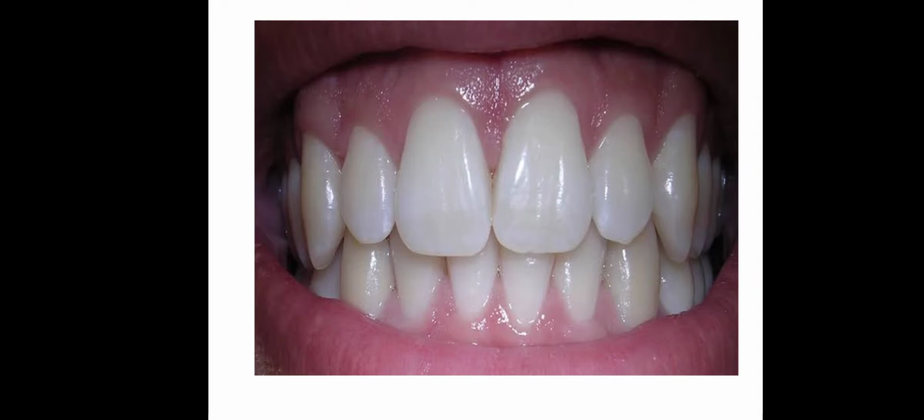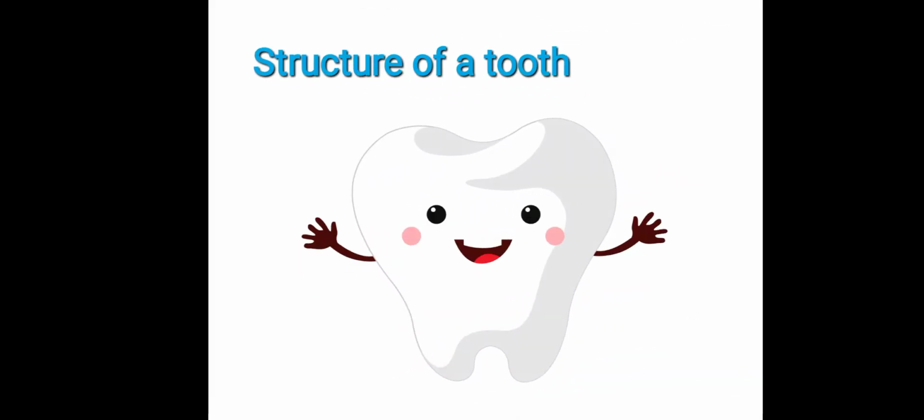Now today we are going to learn about the structure of a tooth. One tooth, not the whole thing, but one tooth. This white portion that you see is called the crown. So that is what we are going to learn for today: structure of a tooth.